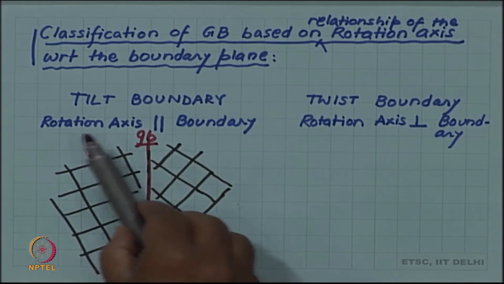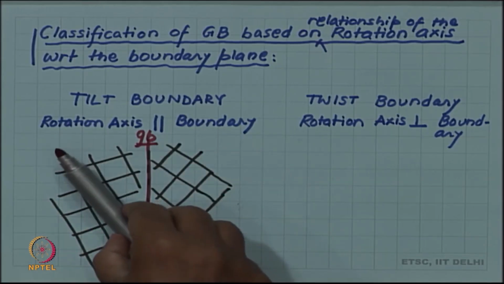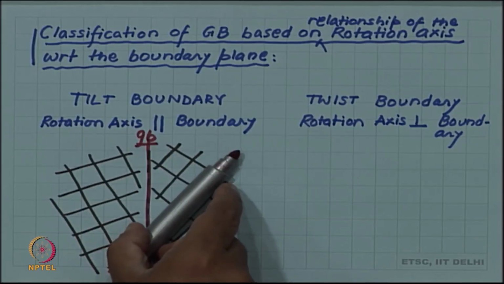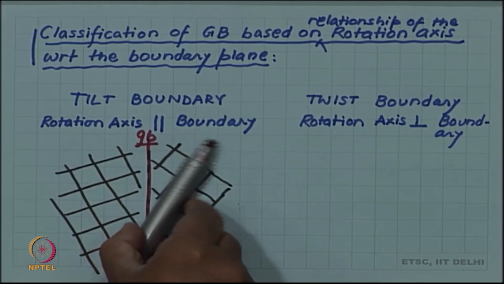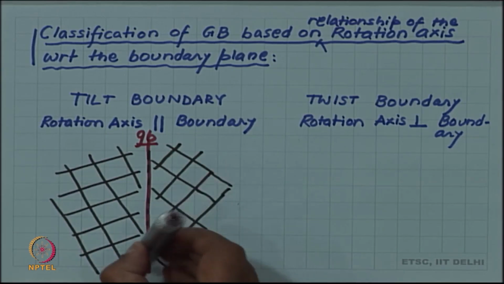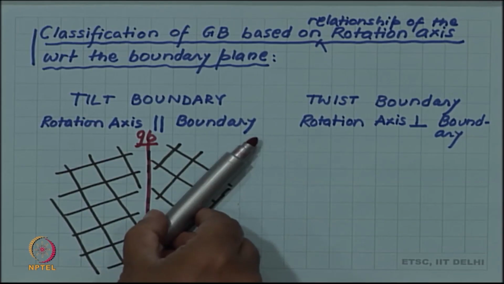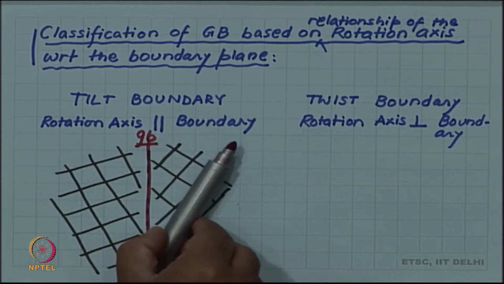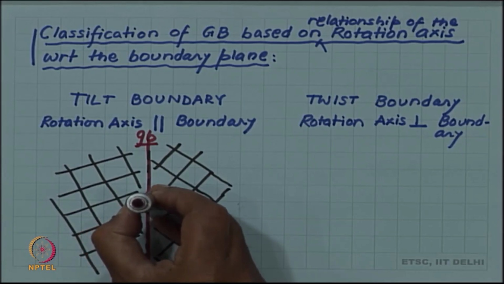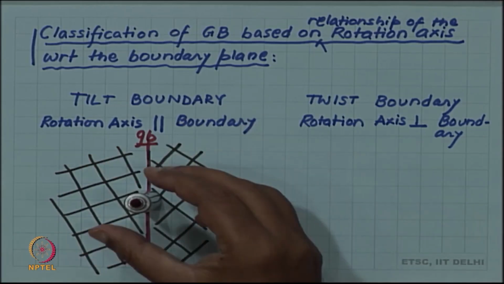So, if you think of the rotation of grain on one side with respect to the other side, you can see that the rotation is in the plane of the figure which I have drawn. So, obviously, the rotation axis is normal to the plane of the figure. So, if I want to get this orientation from this orientation, I have to rotate in this sense, and so that will be about an axis perpendicular to the plane of the figure.